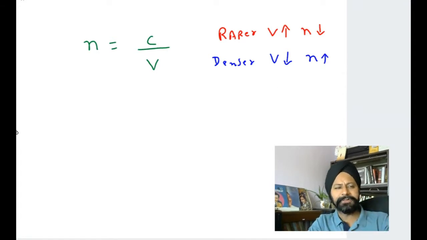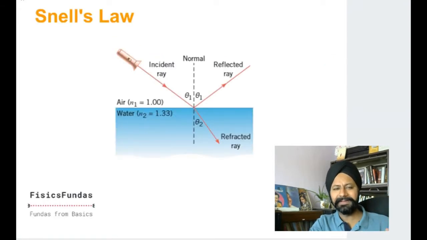So you should pause the video, think about this, grab it in your heads, and then move forward, because I'm going a little faster, assuming that you have understood. Now, a very useful law here, which is called Snell's law.